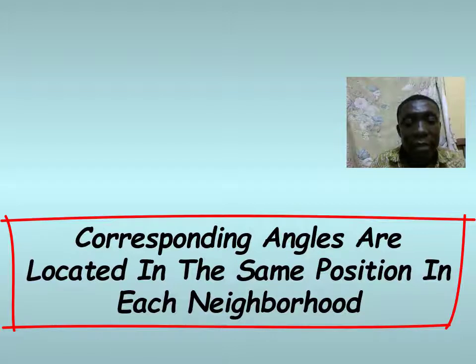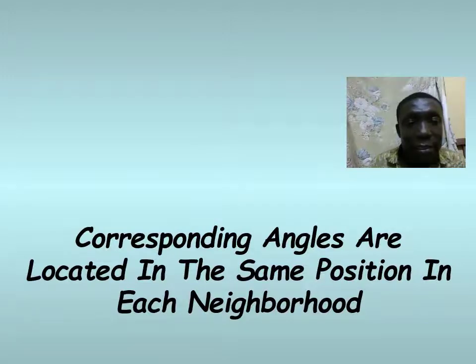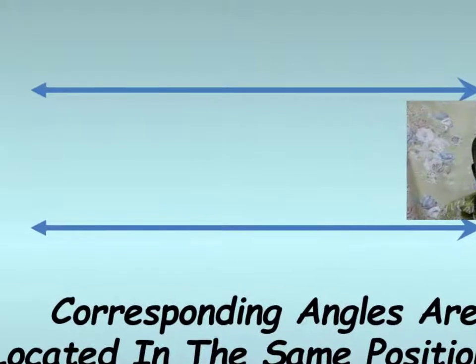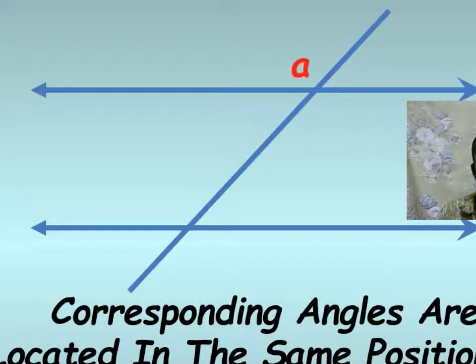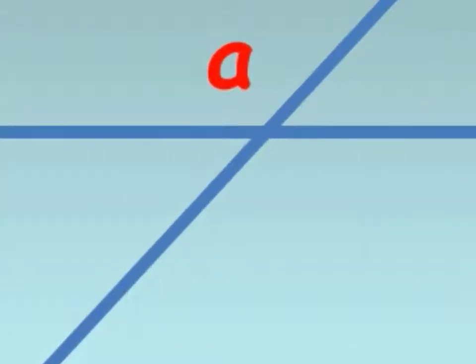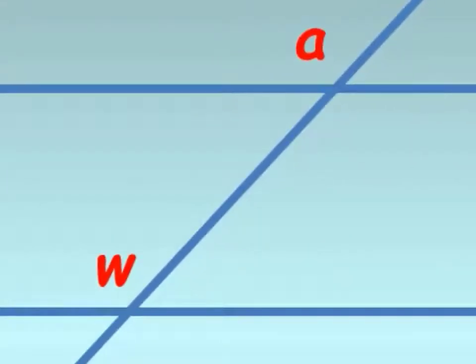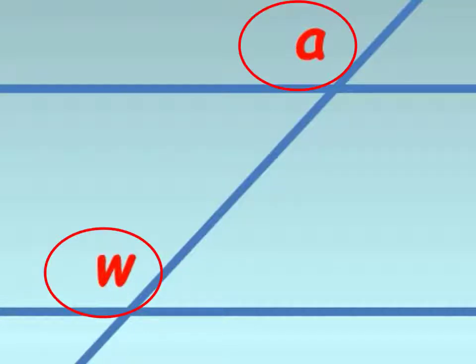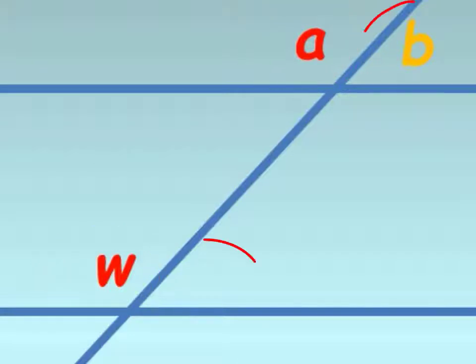Corresponding angles are located in the same position in each neighborhood. Let's illustrate that with an appropriate diagram. See the parallel lines, then we have our transversal line. Locate A and W. A is at the top left in the first neighborhood, and W is also at the top left in the second neighborhood. So they are in the same position, so they constitute corresponding angles.